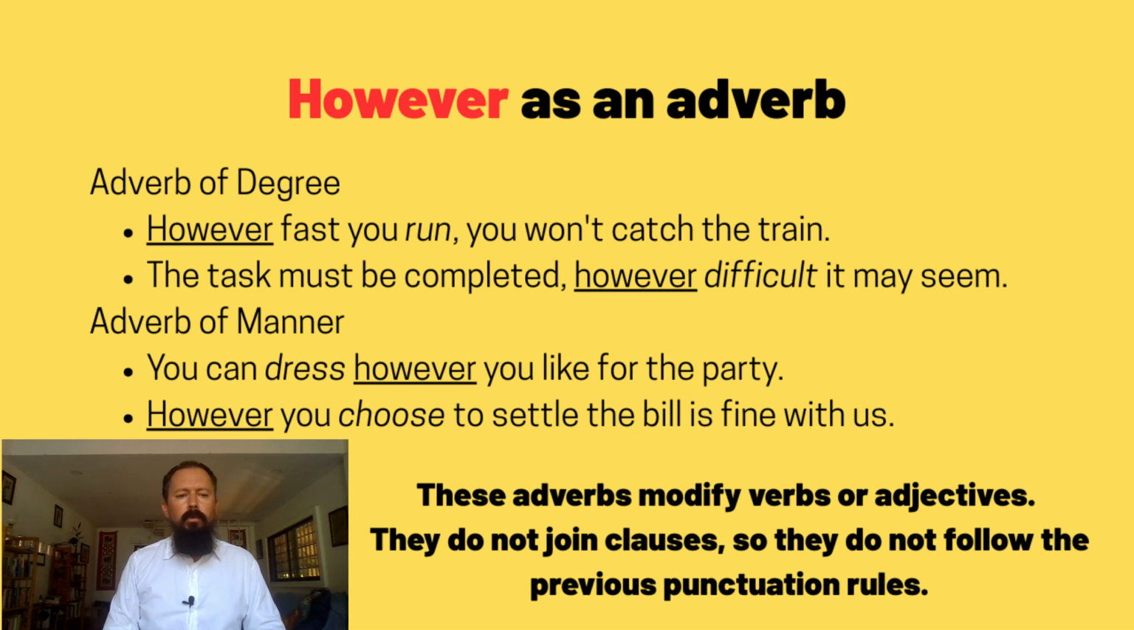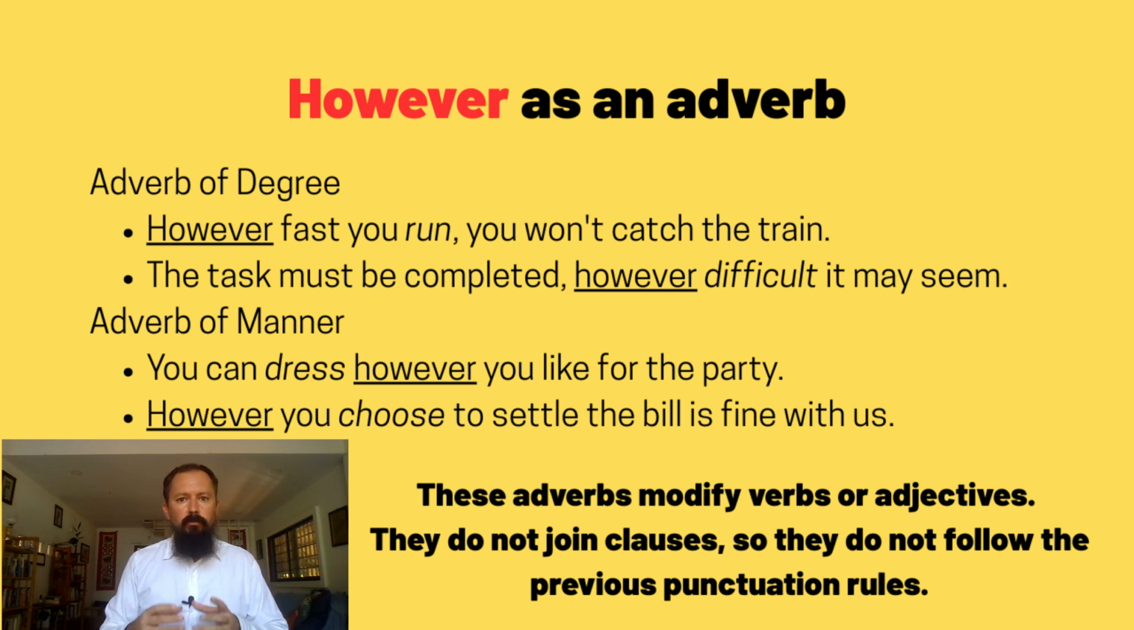Finally, we come to the most uncommon use of however, and this is quite tricky. However can just be an adverb. As you will hopefully know, an adverb modifies a verb and can sometimes modify an adjective. We have however as an adverb of degree, meaning how much, and as an adverb of manner, meaning in what way. So as an adverb of degree, we might say however fast you run.